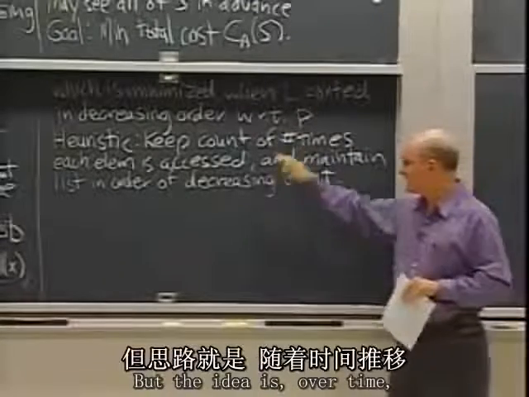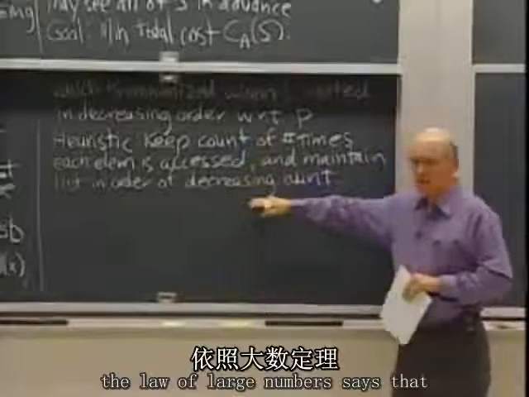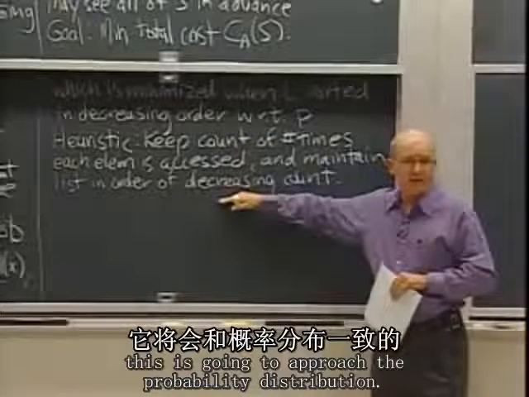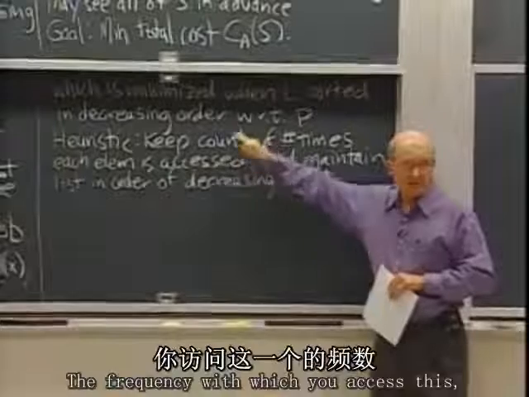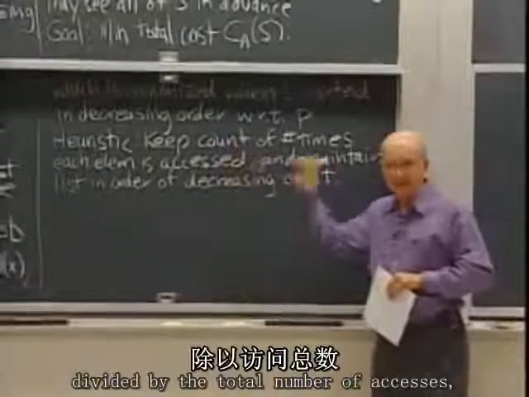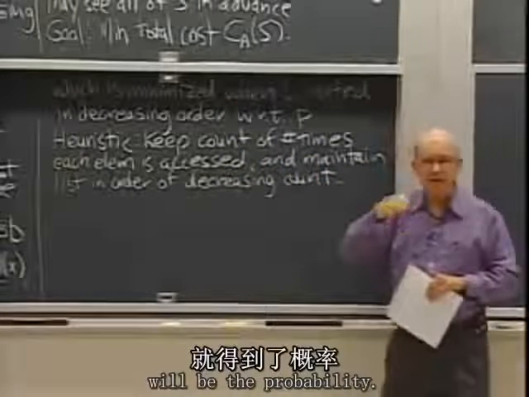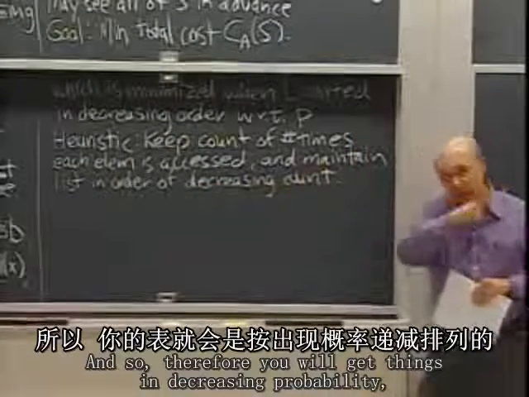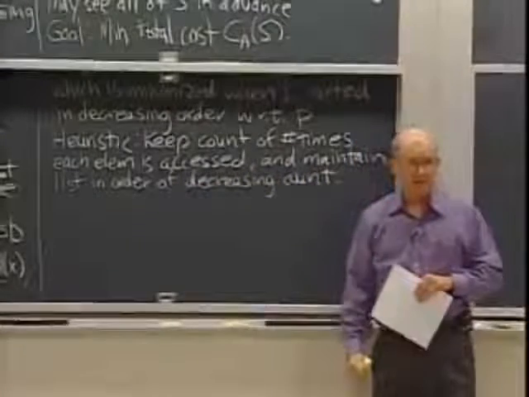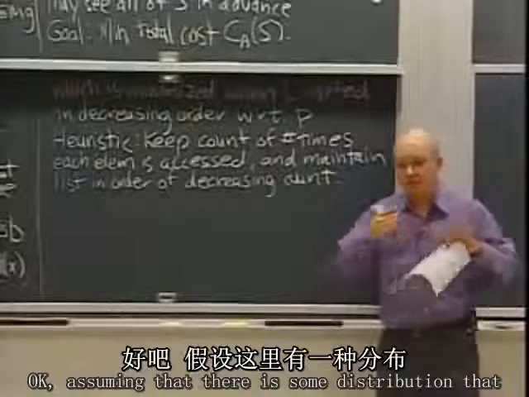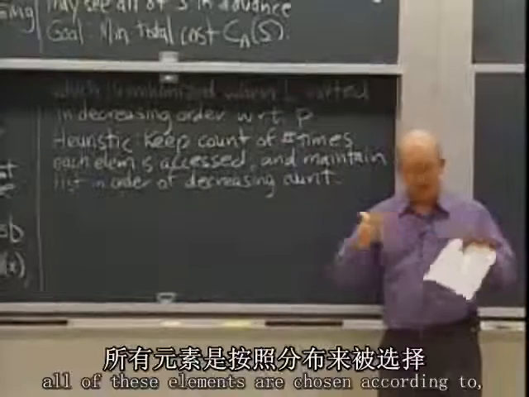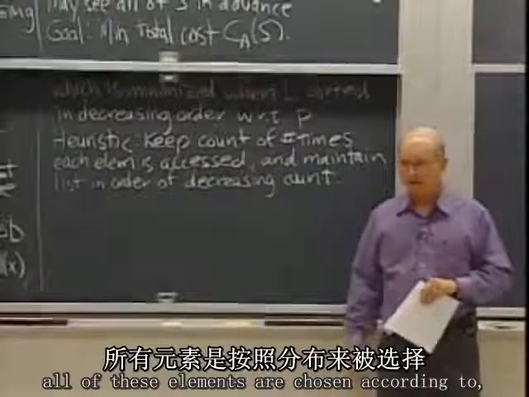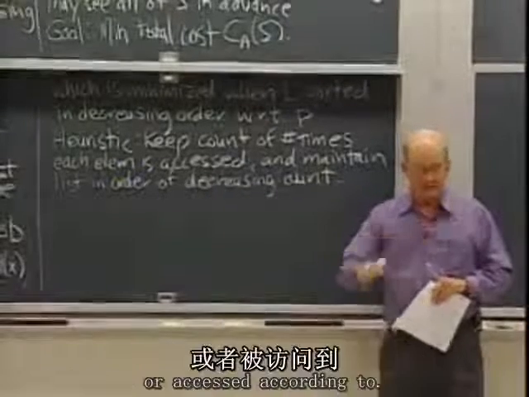But the idea is over time, the law of large numbers says that this is going to approach the probability distribution. The frequency with which you access this divided by the total number of accesses will be the probability. And so therefore you'll get things sorted in decreasing probability, assuming that there is some distribution that all of these elements are chosen according to, or accessed according to.